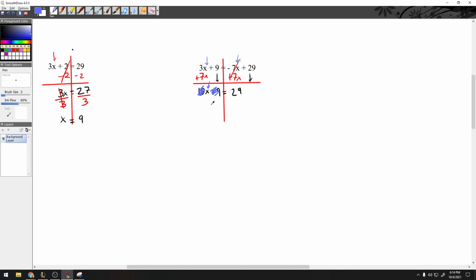So we have to use opposite operations to do that. To get this x alone, I'm going to have to get rid of this 9. The opposite of positive 9 is negative 9, on both sides. Obviously that crosses out. 29 take away 9 would be 20. And then I have 10x on this side, and same as before, to remove this 10, I'm going to divide by 10. And that will allow me to cross it out, leaving me with just x equals 2.